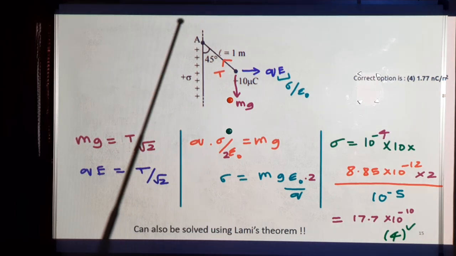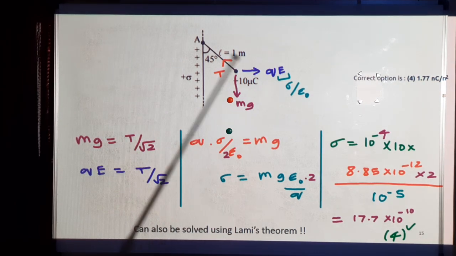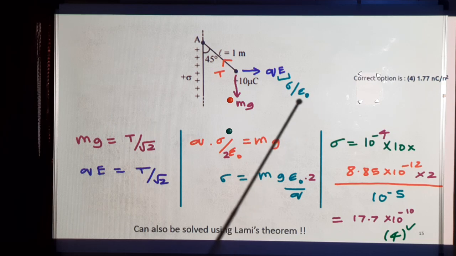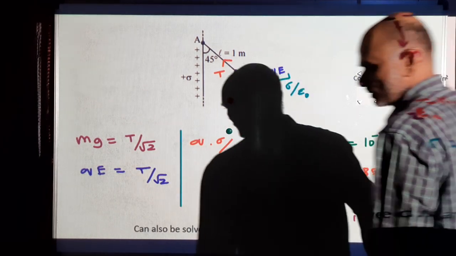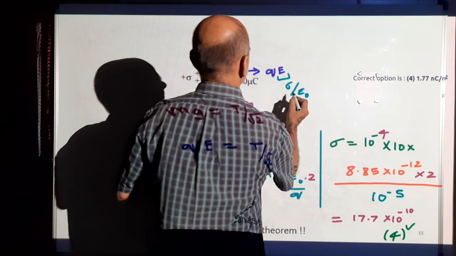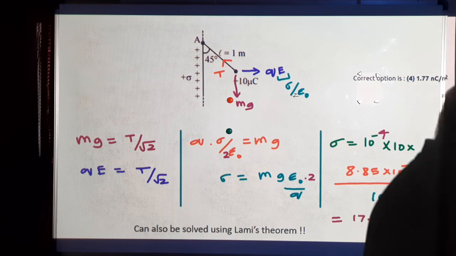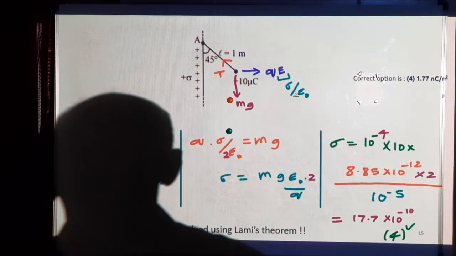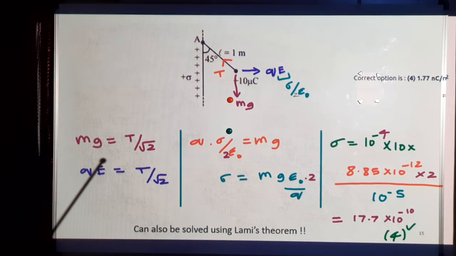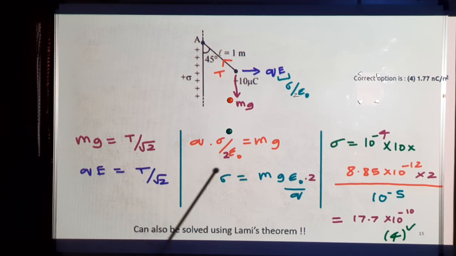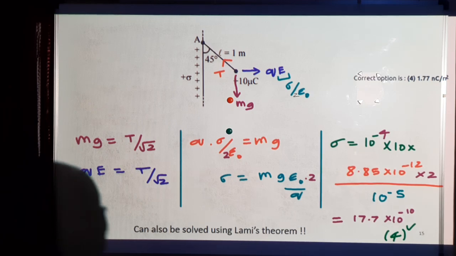So this is what I explained here. This is an infinite sheet, so the electric field is uniform everywhere, and that value is sigma by 2 epsilon naught. In the vertical direction, the force mg is balanced with the tension component, which is T by root 2. In the horizontal direction, qE is T by root 2. So these two should be equal. So q into sigma by 2 epsilon naught is mg. From this, putting the values of the different quantities given, the correct answer is 4.